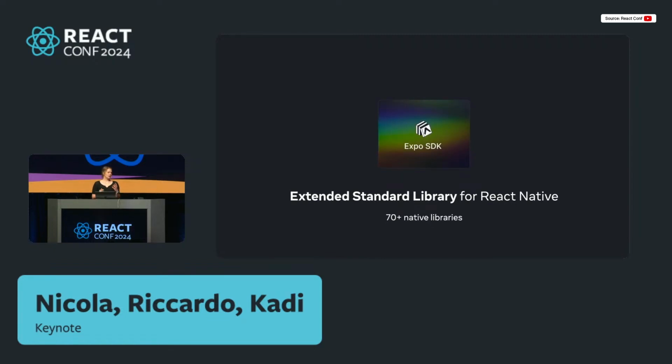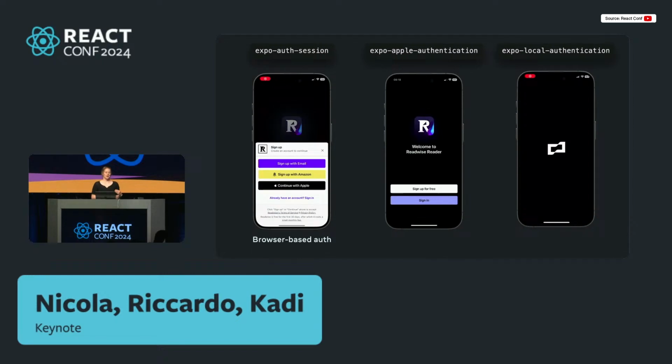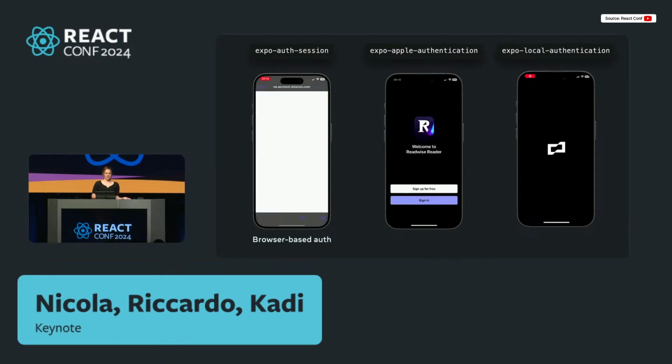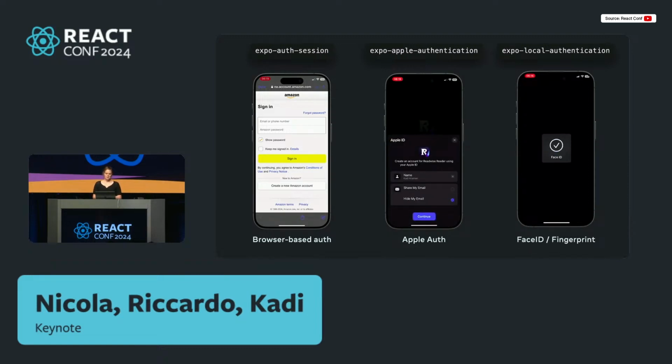It includes a huge amount of components and capabilities that are not included in React Native, but you usually need to build your production app. For example, the SDK includes libraries for common authentication patterns, one to facilitate browser-based OAuth flows, like login with Amazon, the all-important Apple Auth, and a library that lets you use biometrics like Face ID and fingerprint.